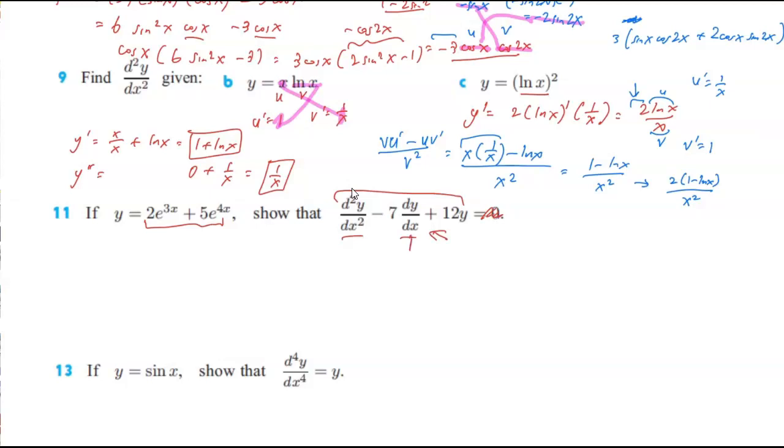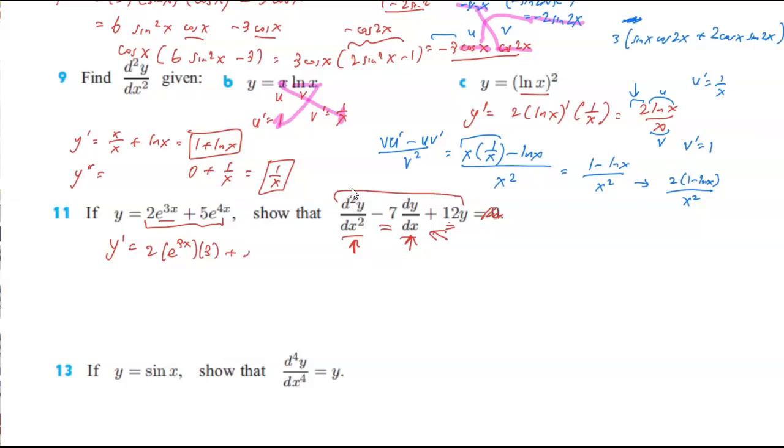So we're going to find the first derivative. We're going to find the second derivative. We're going to multiply by -7, blah, blah, blah, multiply by 12. We're going to add everything together and they'll perfectly cancel out. How interesting. Okay, so first we're going to find the first derivative. The first derivative, just leave the coefficient there. The derivative of e to the 3x is e to the 3x. Multiply times the chain rule, 3.